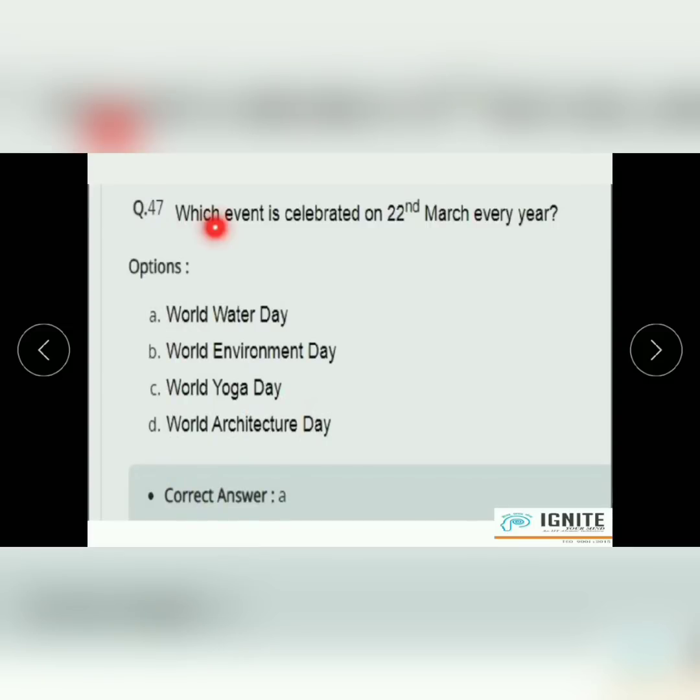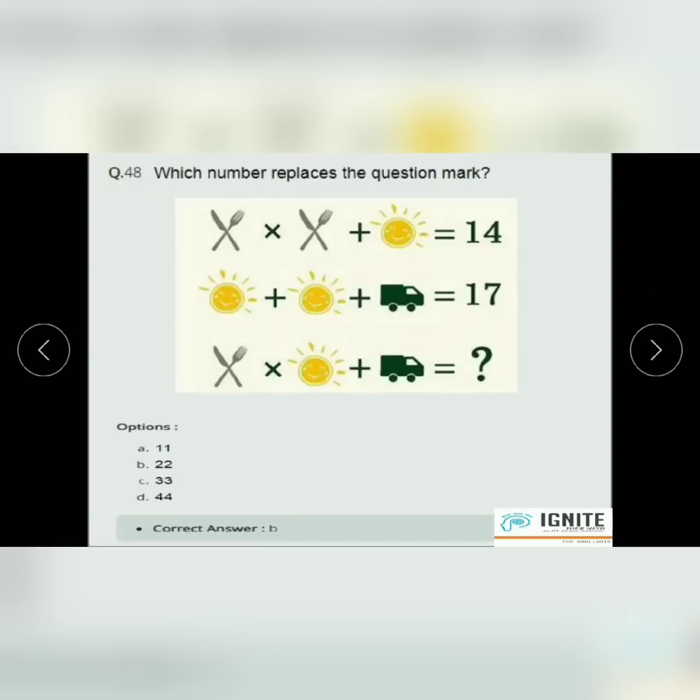Next one, which event is celebrated on 22nd March every year? Options, World Water Day, World Environment Day, World Yoga Day and World Architecture Day. Answer is World Water Day, March 22nd, World Water Day. World Environment Day is June 5th, World Yoga Day June 21st and World Architecture Day first Monday of every October.